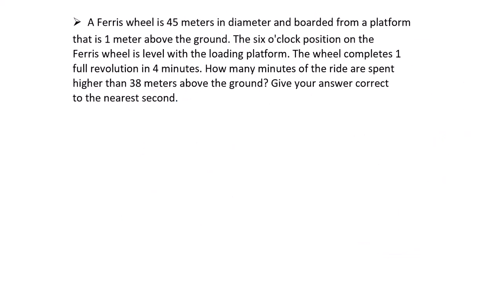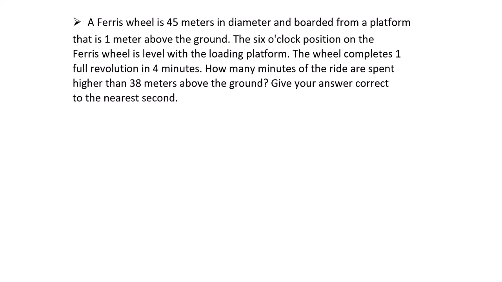A Ferris wheel is 45 meters in diameter and boarded from a platform that is 1 meter above the ground. The 6 o'clock position on the Ferris wheel is level with the loading platform. The wheel completes 1 full revolution in 4 minutes. How many minutes of the ride are spent higher than 38 meters above the ground? Give your answer correct to the nearest second.